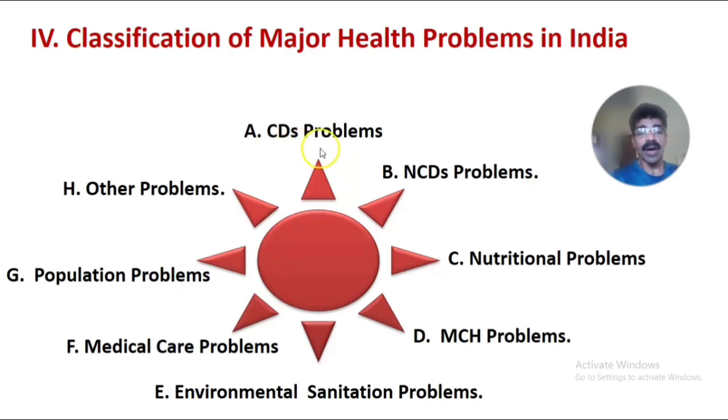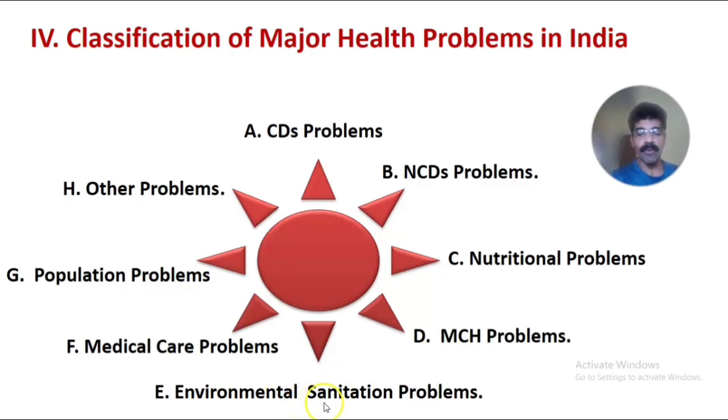The first one is communicable diseases problems. Second one is non-communicable diseases problems, NCDs problems. Third one is nutritional problems. Then the fourth one is MCH related problems, maternal and child health related problems. Then the fifth one is environmental sanitation problems.